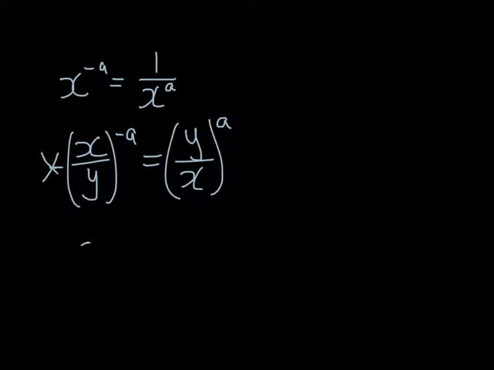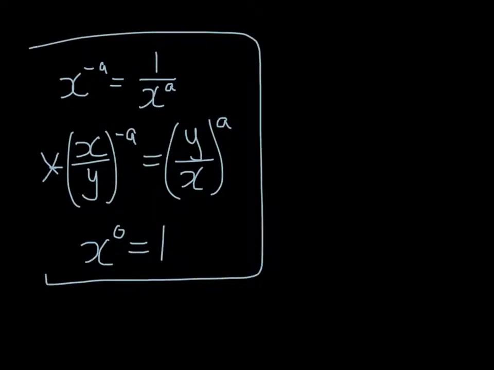And last but not least, any base to the power of 0 is equal to 1. And you can try this with any single number you want. Put it to the power of 0, it will always be 1. So these are your rules. These are your laws. This is what you live by for this section.